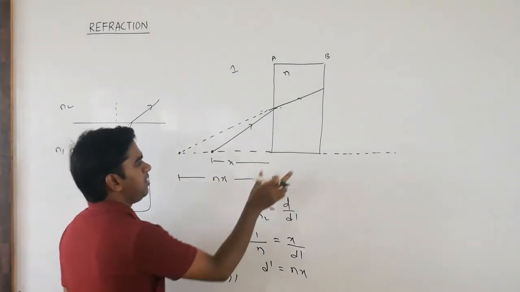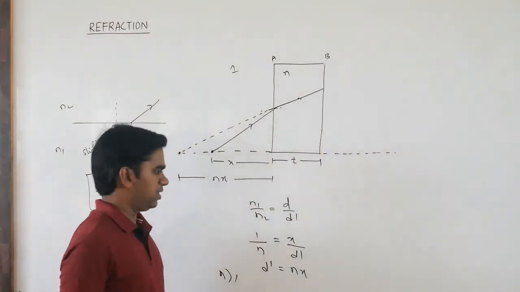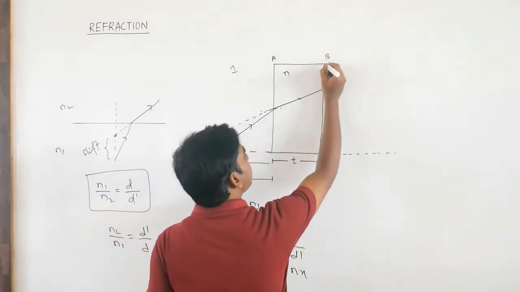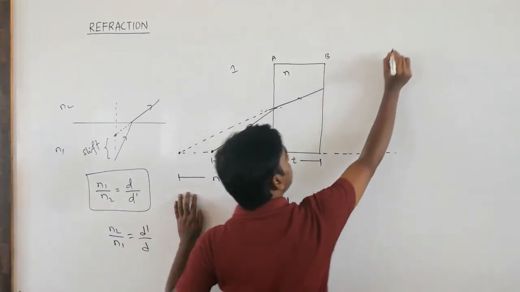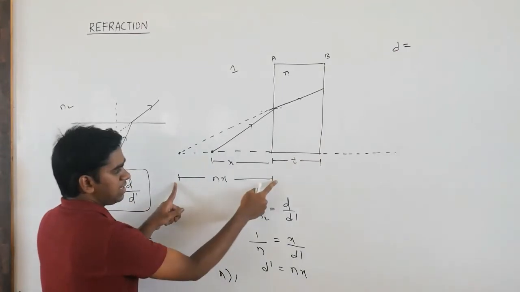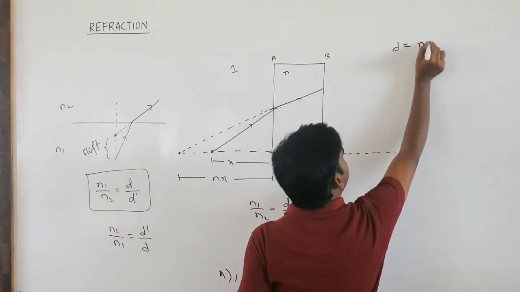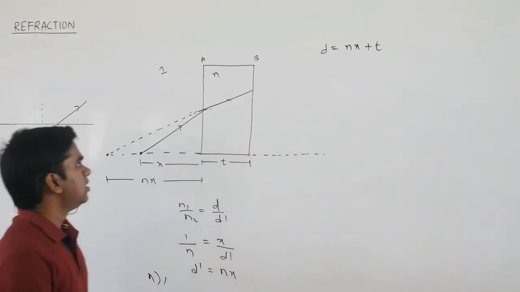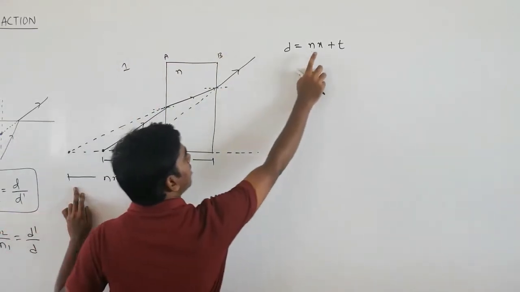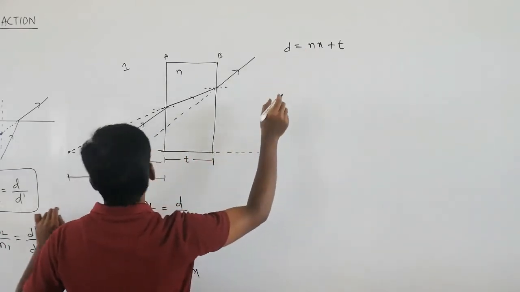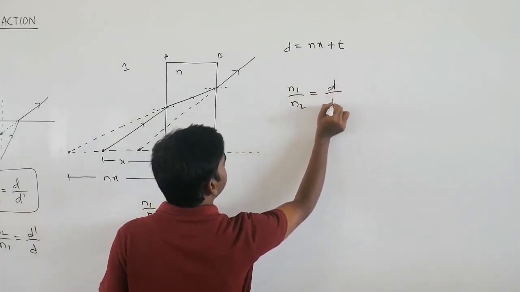Now if the slab has a thickness t, one more refraction takes place at surface B, so we will see that also. For surface B, where is the object? The object is here. So the object distance, or real depth d, from here to here is nx plus t, because refraction is at surface B. So now for refraction at the second surface B, the real distance becomes nx plus t. Apply the same formula: n1 divided by n2 equals real depth d divided by d dash.